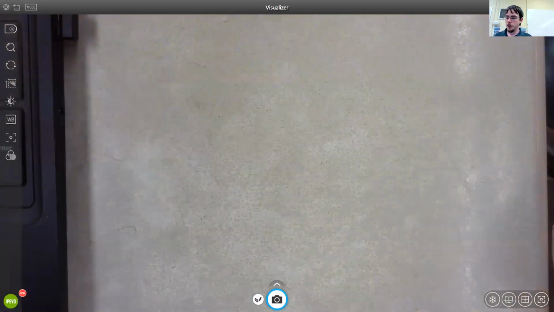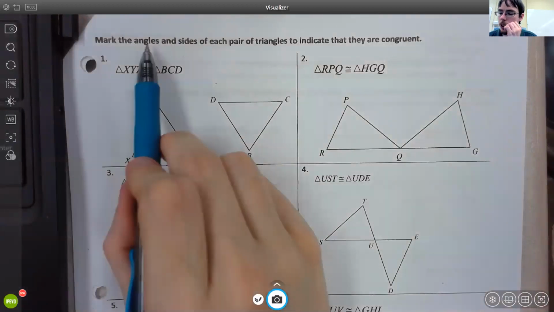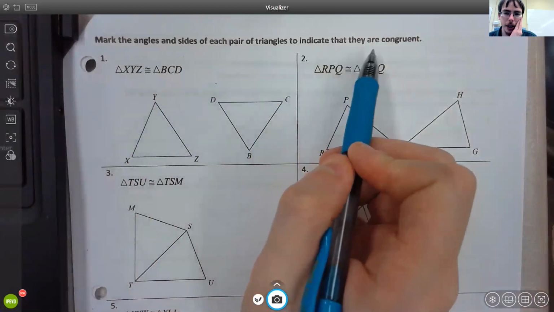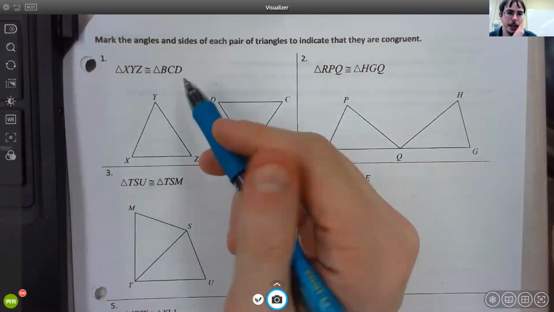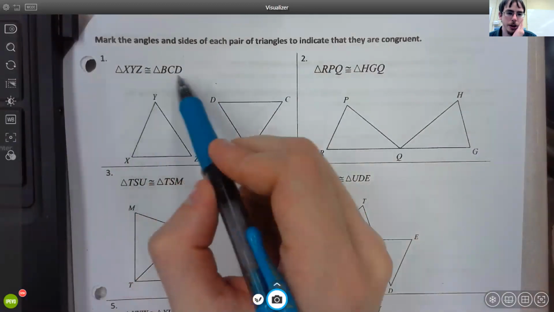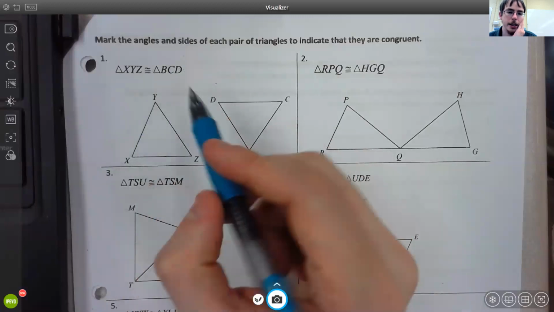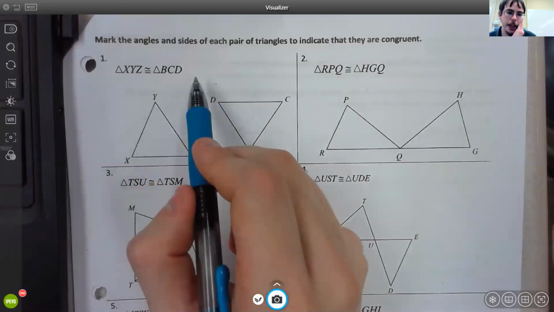All right, let's flip on over here. This time we're going to do what we were doing before, but basically in reverse. So this time it wants us to mark the angles and sides of each pair of triangles to indicate that they are congruent. Okay, so what I like to do when I want to mark these angles and sides is I want to look at my congruent statement, because that's what you're going to be basing your markings off of. And I like to see if they have any connections. If they don't, then I can just read this off just plain as it is.